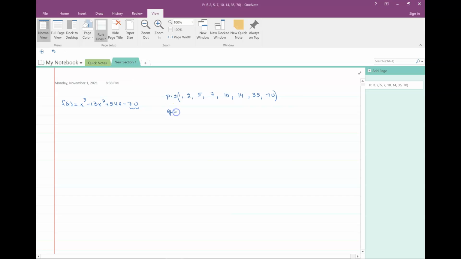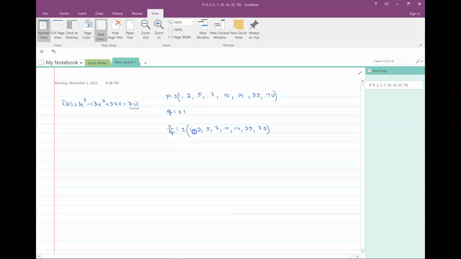Okay, then you need this number q. You get it from the coefficient of the leading term. So that's 1. Well, the factors of 1 are plus or minus 1. So now you have to do this thing called P over Q, which means you take every single one of the P's and divide it by every single one of the Q's. So here this is 1 over 1, 2 over 1, 5 over 1. So basically you're going to get the same numbers back: 1, 2, 5, 7, 10, 14, 35, 70. Okay, so those are your P over Q's.